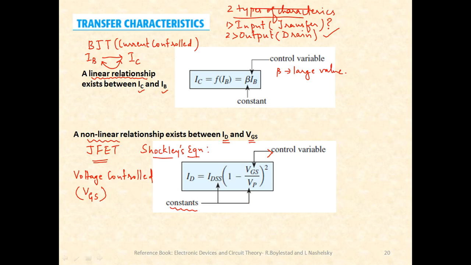But still, how do we say that a nonlinear relationship exists? Well, a nonlinear relationship exists due to the square term involved here. Now all we can say is that ID is proportional to the square of VGS, which is completely non-linear, right? So let's try to understand it further.